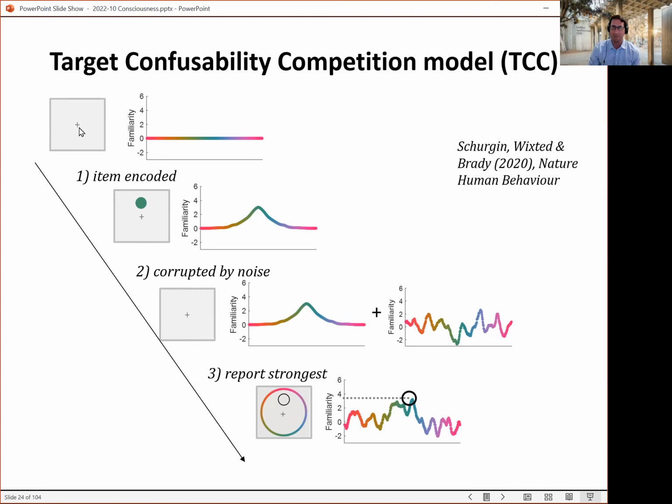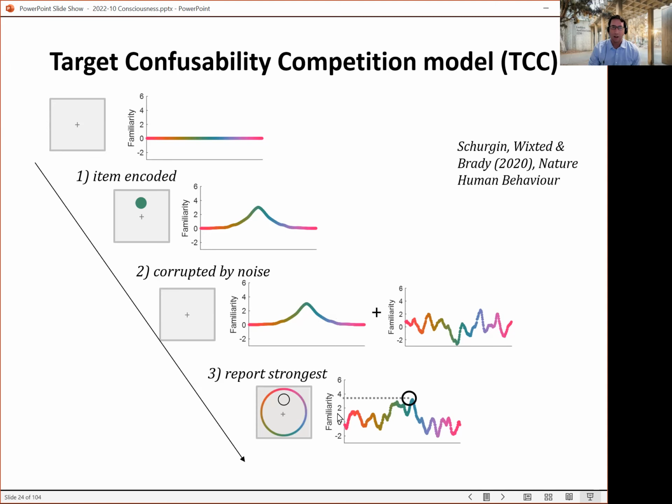So before you see something, all the colors feel equally unfamiliar. They're all centered at 0. There's no familiarity matched to any of them. When you see this green, it boosts familiarity for this green color, but also for similar nearby colors. That's this fixed perceptual similarity function, and it doesn't boost any familiarity out here. Now during delay, this signal gets corrupted by noise. So we just add noise to this. Different amounts of noise will result in different results.